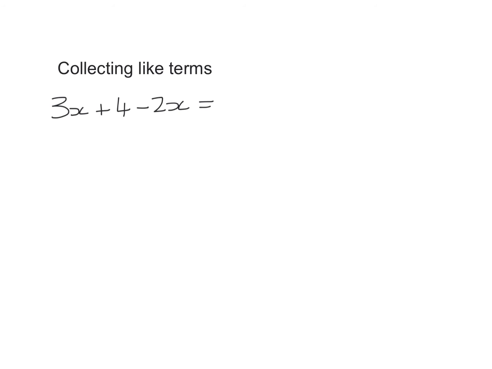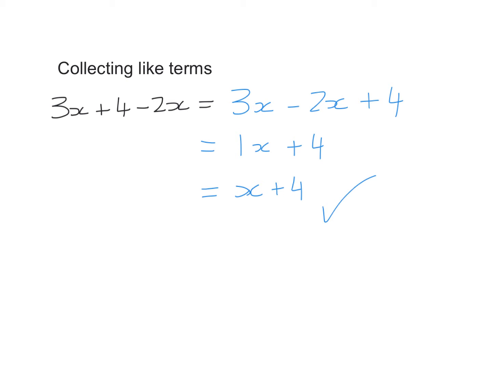So you could write it out like this. You could go 3x take 2x, because we're collecting our like terms, add 4. Then we just work it out. 3 take 2 gives me 1, and it's an x, plus 4. And obviously we can write that out as x plus 4 as our answer.